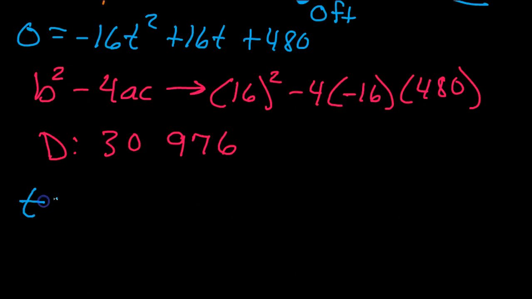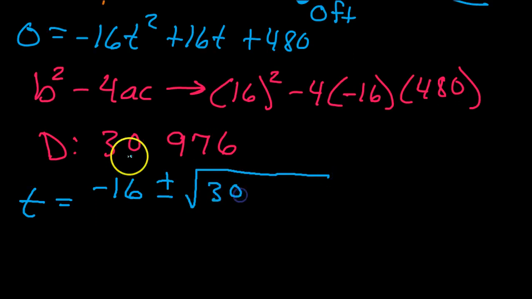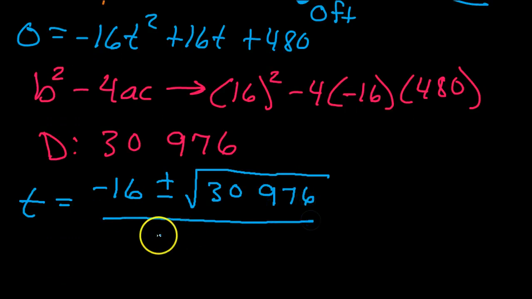Alright, so t will equal the opposite of b. Okay, so negative 16 plus or minus square root, and here goes the discriminant, all over 2a. Okay, so that's 2 times negative 16. Feel free to just put negative 32 here.